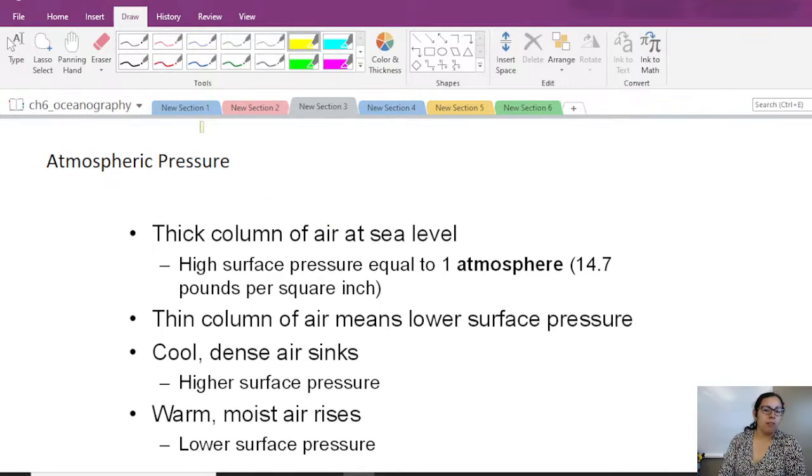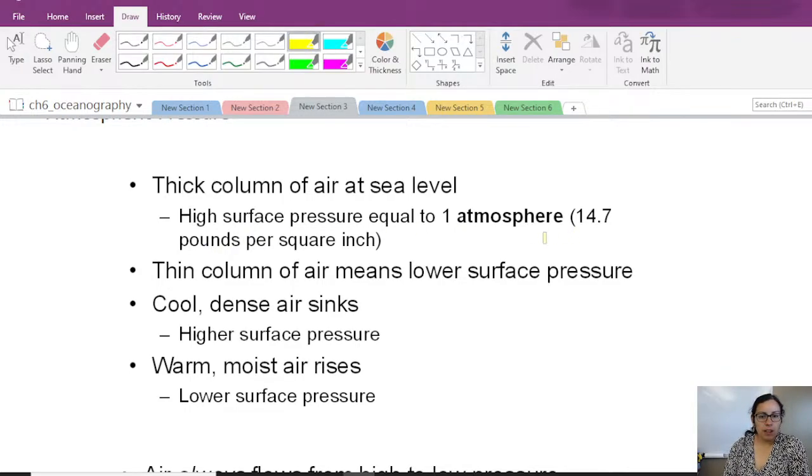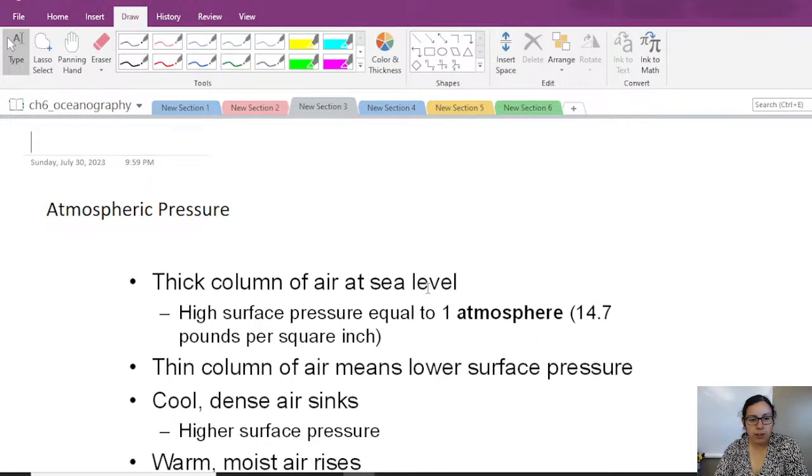So we are looking at atmospheric pressure. And so there's different measurements for it. I think you mentioned barometer or barometric pressure. So that would just be like another unit of atmospheric pressure.